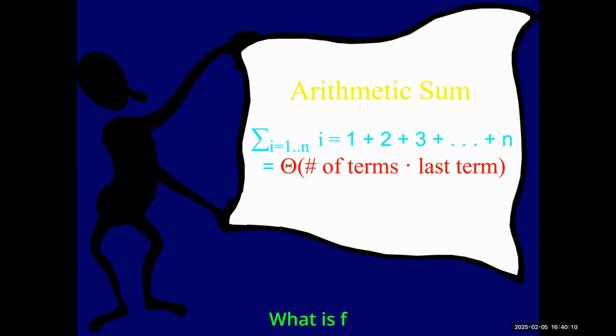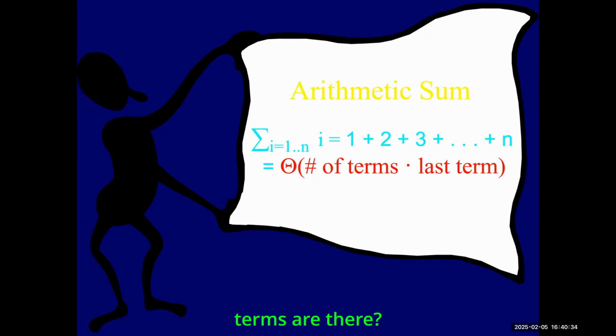What is f of n over 2? In this case, it's n over 2. N over 2 is within a constant of n. If I don't care about constants, then the middle term is the same as the last term. N over 2 and n, they're the same.